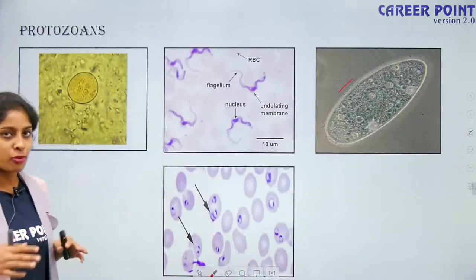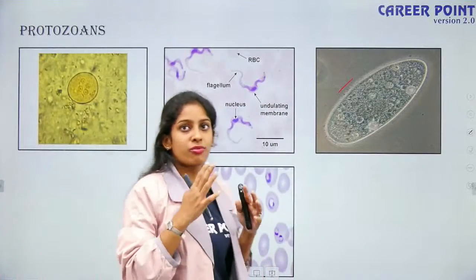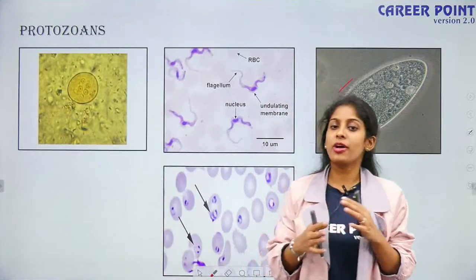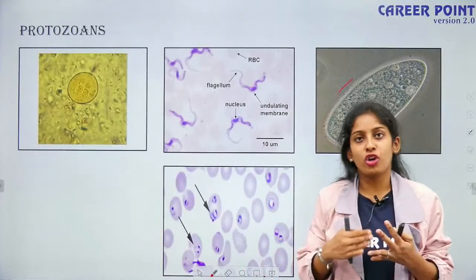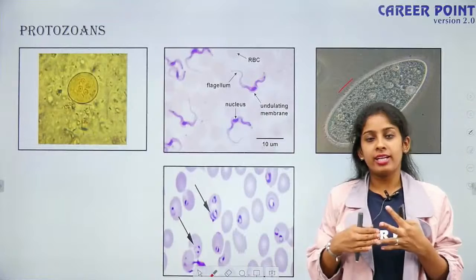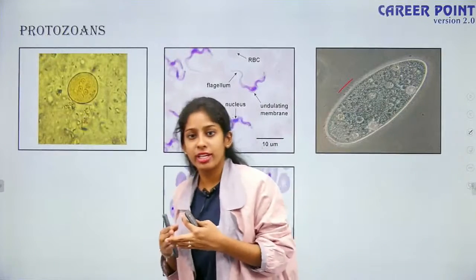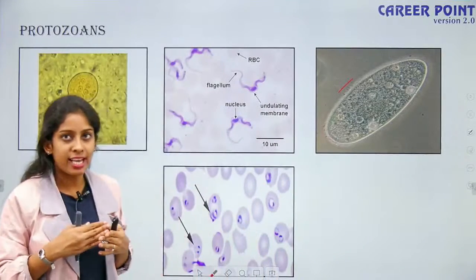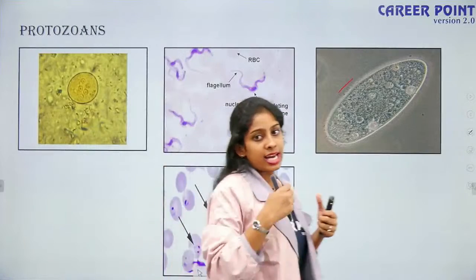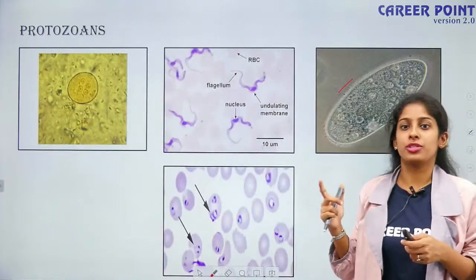So hope you understood. We spoke about five groups. So who are those five? We spoke about your diatoms and desmids, followed by your dinoflagellates, then dinoflagellates followed by your euglenoids, then euglenoids followed by slime molds. Then after slime molds, the last but not the least, we spoke about your protozoans, right?